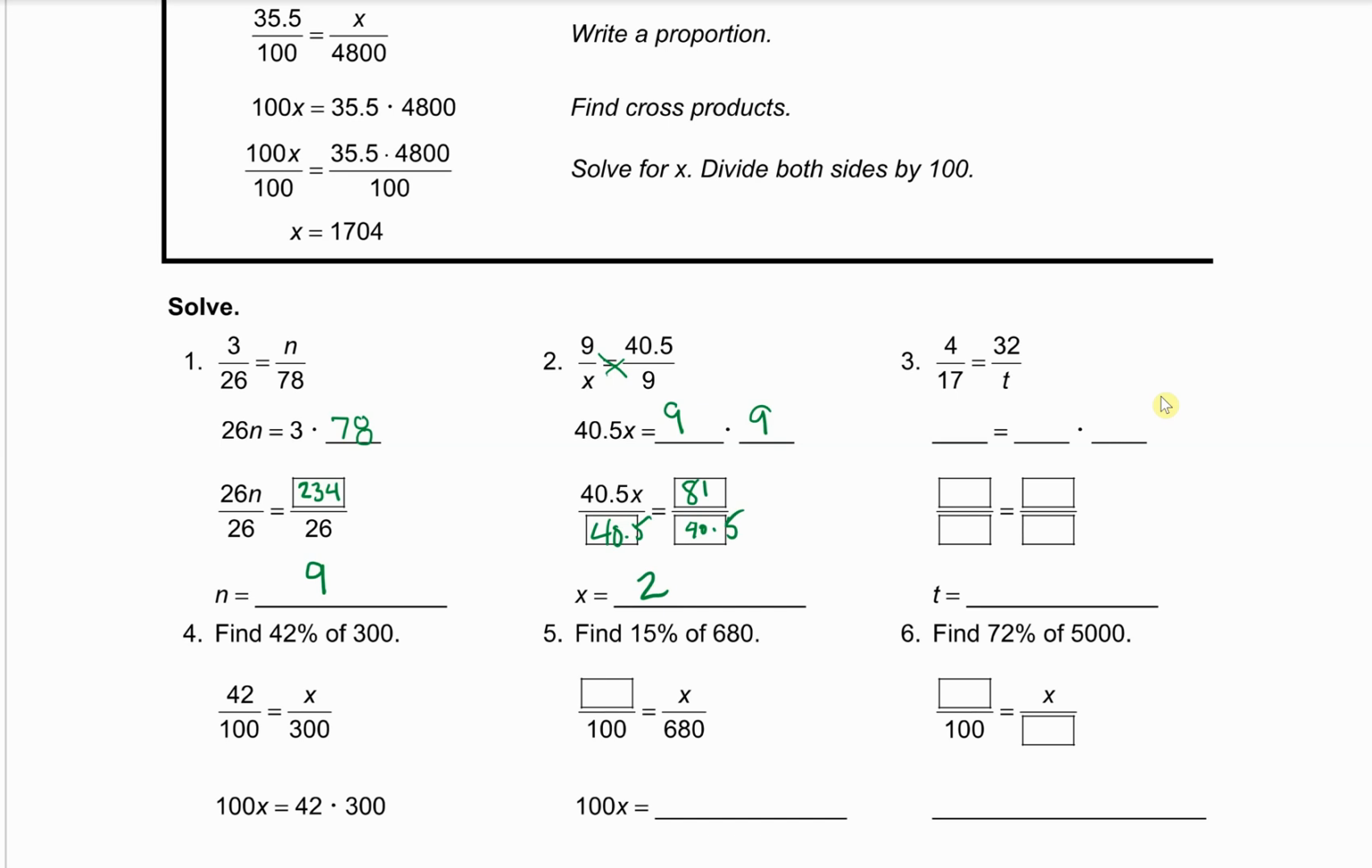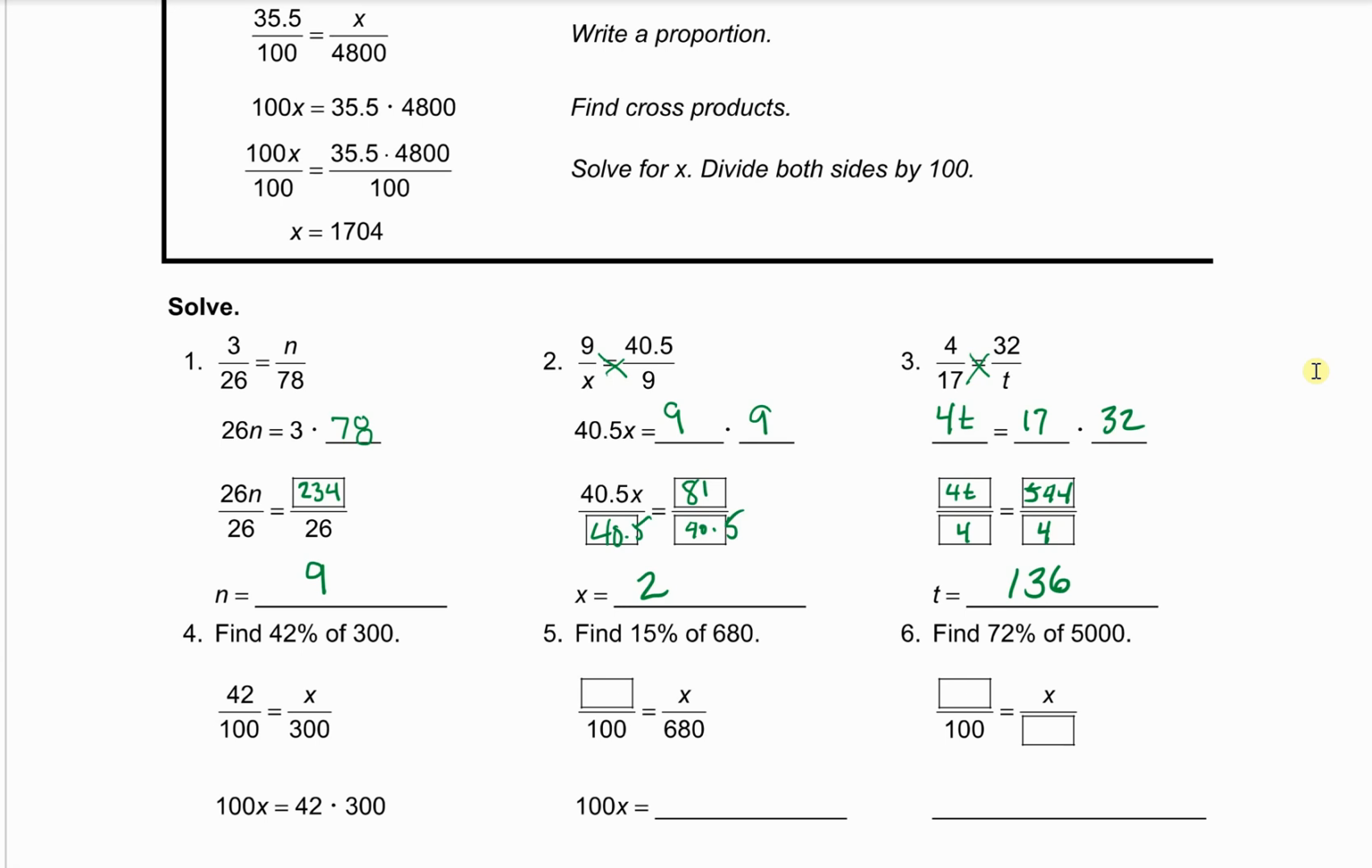Here I have 4/17 equals 32 over t. So I'm going to do my cross products. I'm going to say 4t equals 17 times 32. So that means that 4t, 17 times 32, gives us 544. I'm going to divide by 4, and I get that t equals 136.